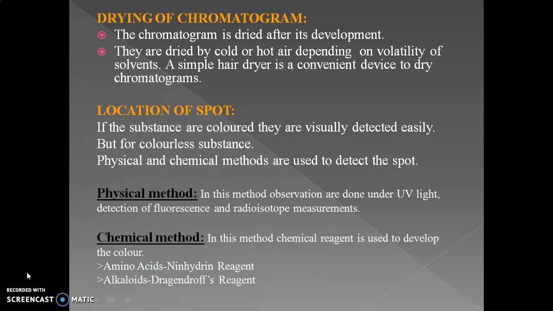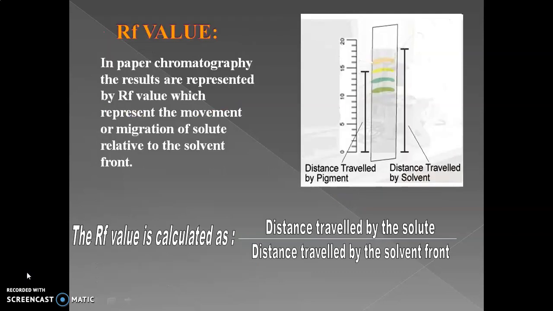Physical methods include observation under UV light, detection of fluorescence, and radioisotope measurement. In chemical methods, a chemical reagent is used to develop the color. For example, for detection of amino acids, ninhydrin reagent can be used. For detection of alkaloids, Dragendorff's reagent is used.